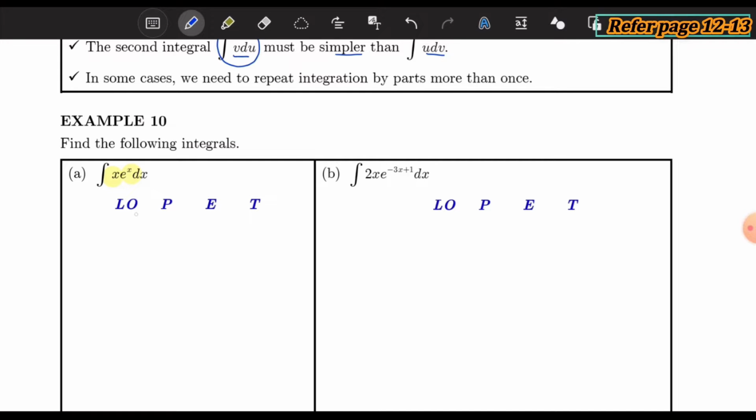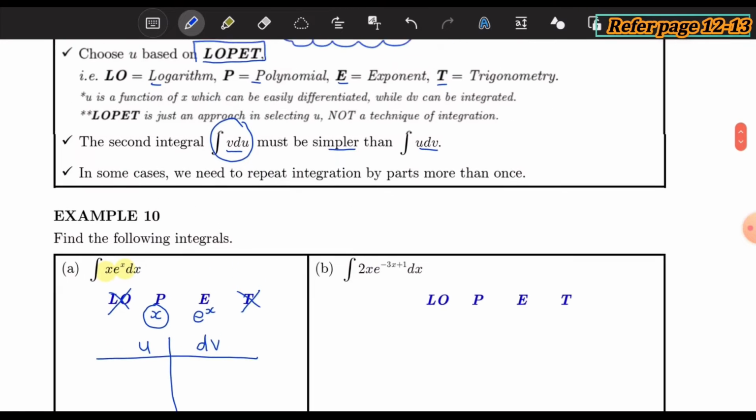LOPAC. Is there any log function? No, no log function here. For the poly function, we have x. And for exponent, we have exponent x. And no trigo function. Meaning that your x here will be chosen as your u. So we divide into two parts. We have u and another one is dv.